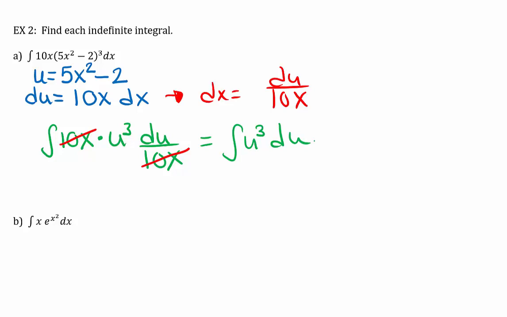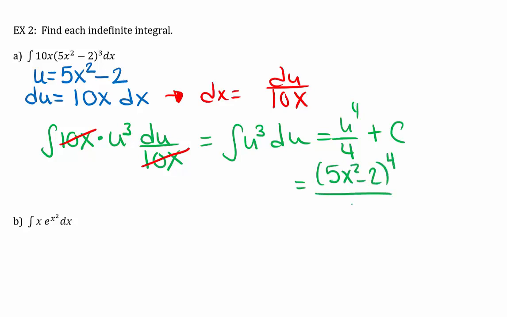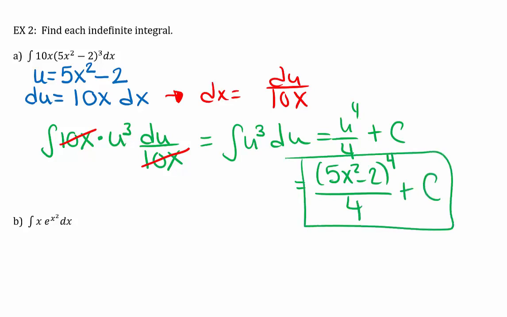So again, the goal is you cannot have any x's in your problem. And so you choose a u such that its derivative, the du, is also within the same problem. That's kind of the concept here. Now this is something that we can integrate. We would get u to the fourth over 4, and then of course plus c. And then to finish the problem, we have to rewrite this in terms of x. And so I'm going to replace that u with the 5x squared minus 2. And that is my final answer, my antiderivative.